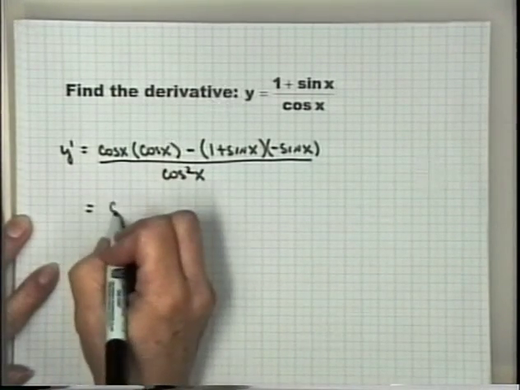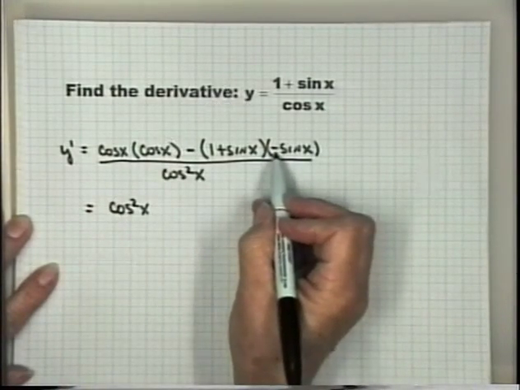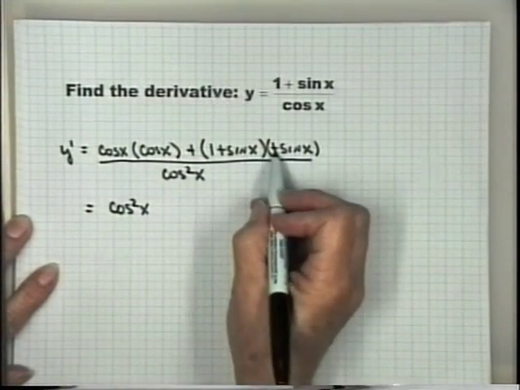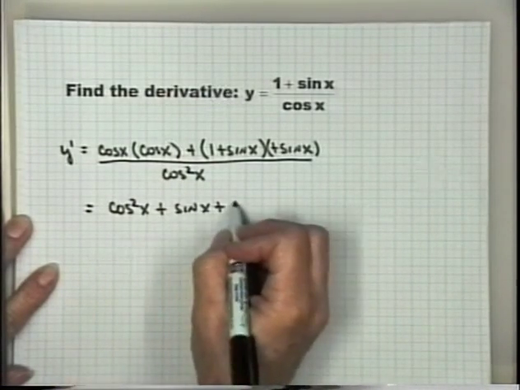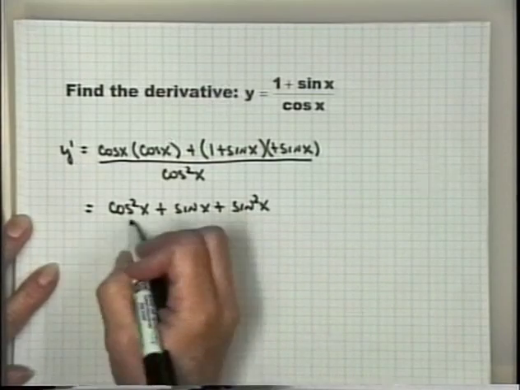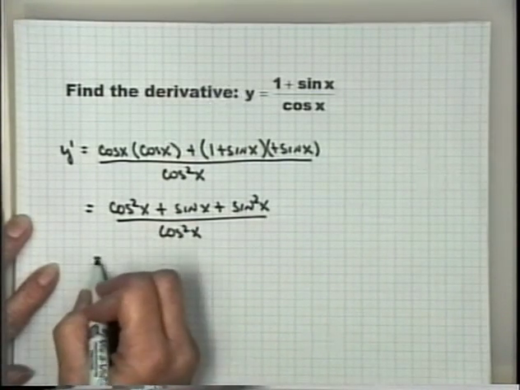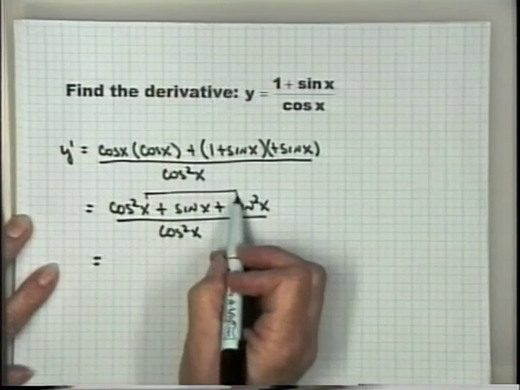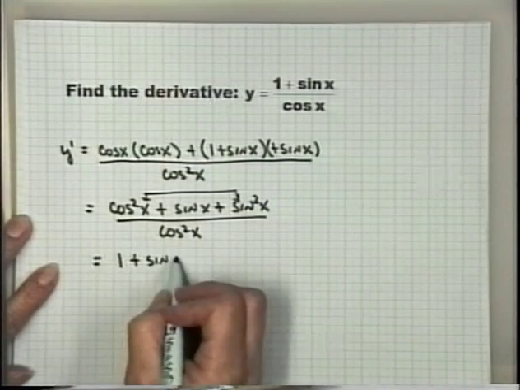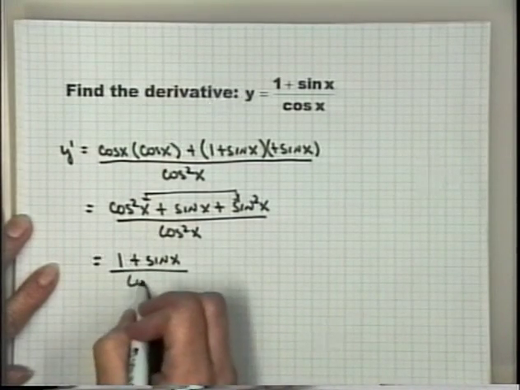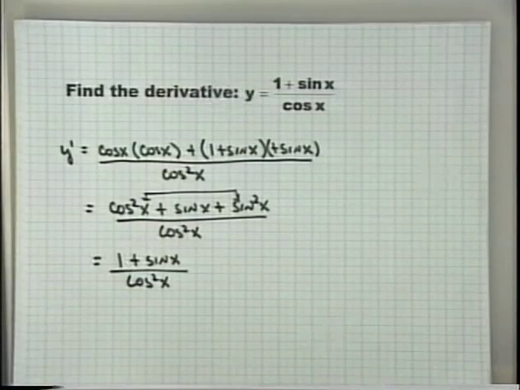Okay, let's simplify. I have cosine squared x here. Now let's be careful. This negative and that negative will cancel each other out. So I'll have a cosine squared x plus sine squared x over cosine squared x. Cosine squared x plus sine squared x is a 1, so I can simplify this to 1 plus sine x over cosine squared x. And that looks pretty good, doesn't it?